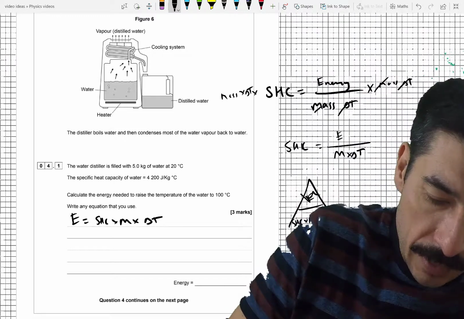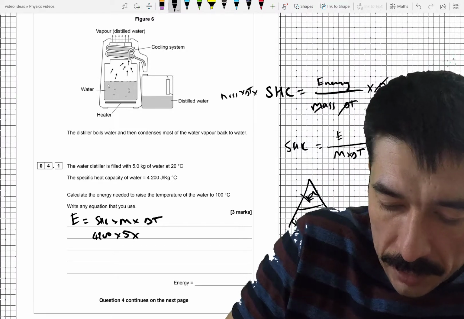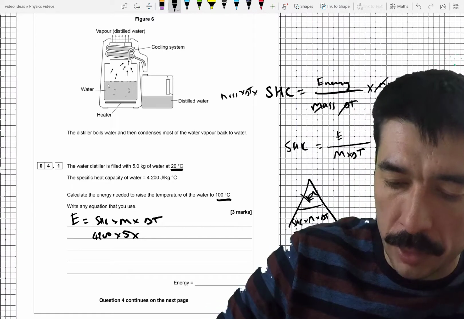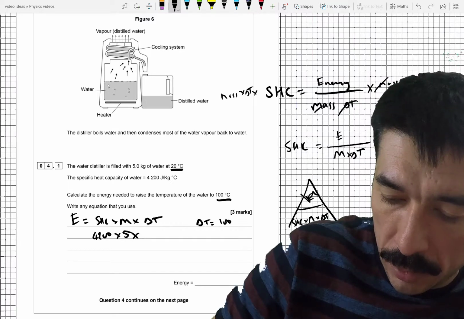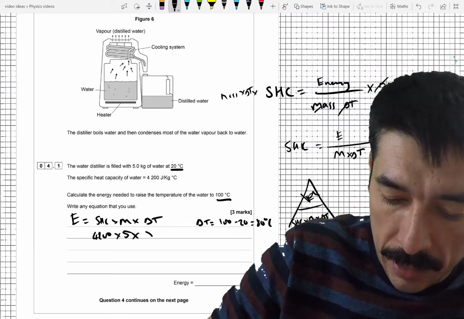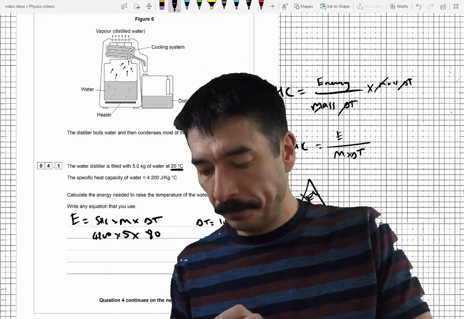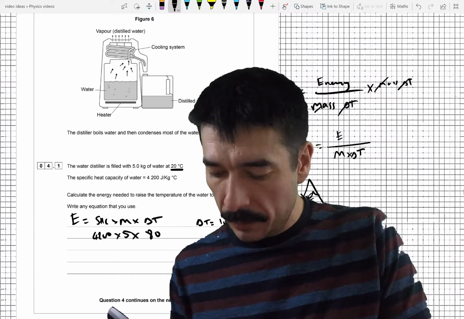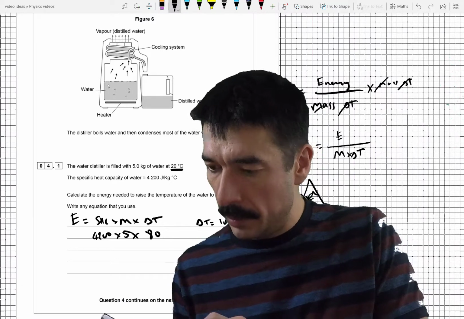Sub numbers in. Specific heat capacity 4200 times the mass 5 kilograms of water times the change in temperature. Water at 20 goes to 100, so the change, delta T equals 100 minus 20 equals 80 degrees Celsius. So 80. Calculator. Sick of saying it, but bring them to the exams. Practice with your own calculator, not the school's one, otherwise you will fail your exams.